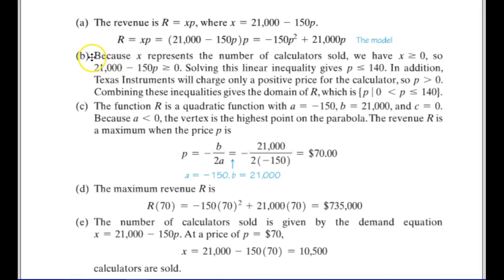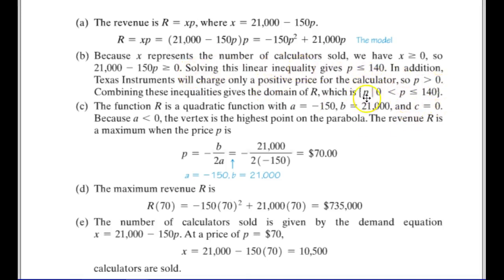Okay, so X represents the number of calculators sold. I know that X has to be greater than or equal to 0, because I can't sell negative calculators. So now I can take my original equation, X equals 21,000 minus 150P, and set that greater than or equal to 0. When I solve that, I see that P is less than or equal to 140. So that's going to be the domain. It has to be greater than 0, but less than 140.